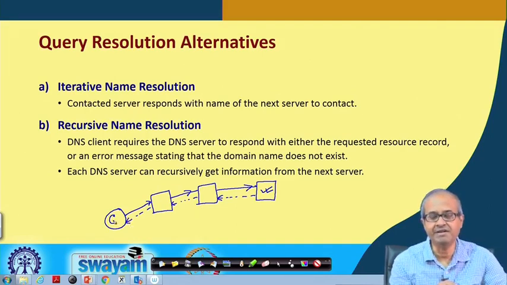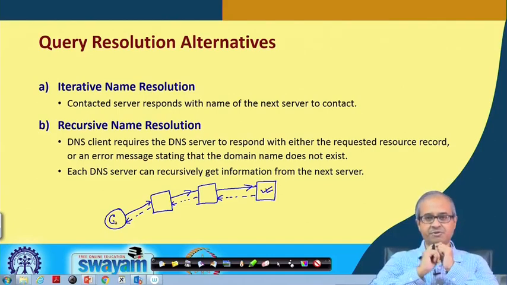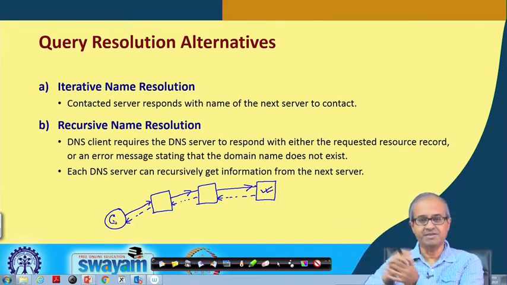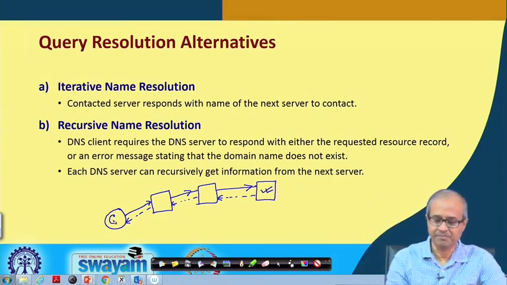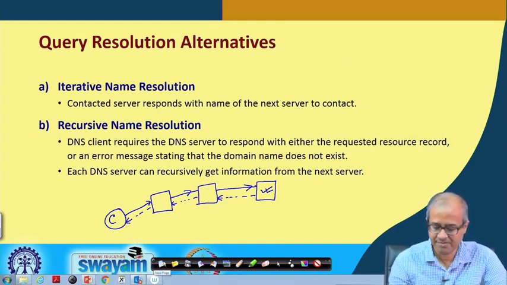So, to the client, as if the client had sent one request and received one response, but internally the name servers were working among themselves recursively to resolve the domain name. So, this is what is mentioned here. Okay? Fine.